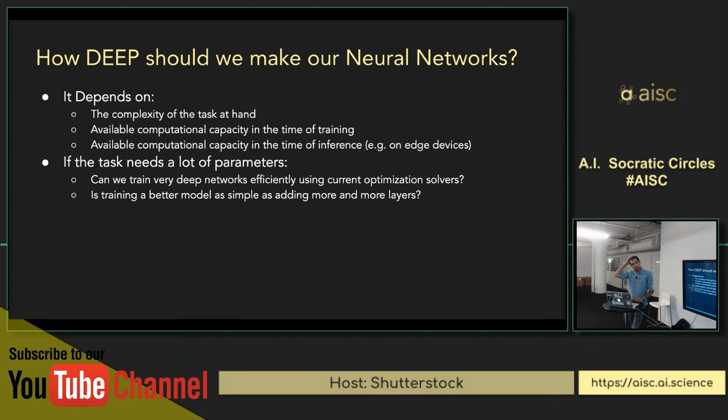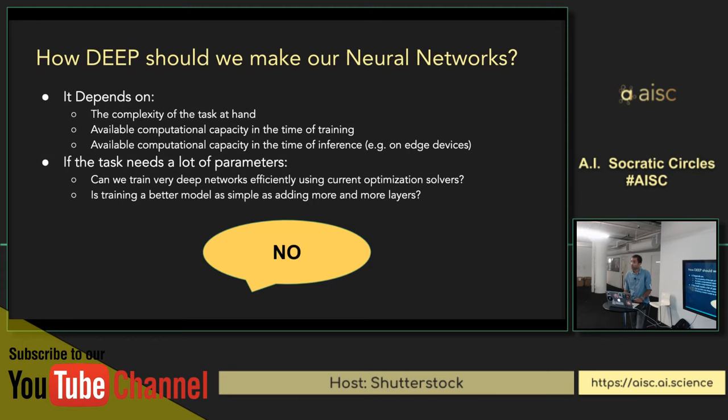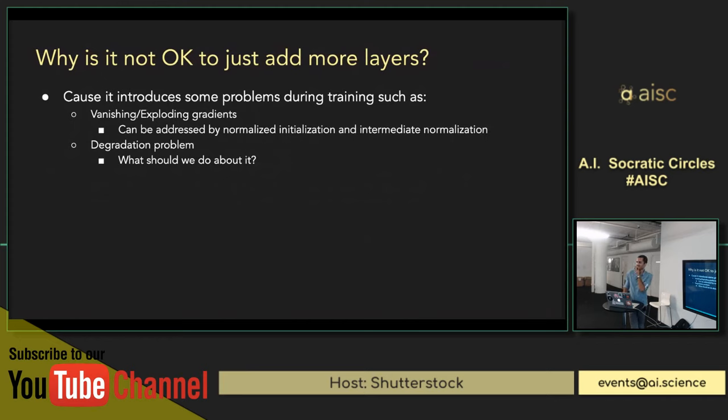The other question is, if we just add more layers to our network, would it work? Would it just be better? The answer is no. So why is it not okay to just add more layers? There are a couple of problems that can arise from adding more and more layers to our network. One of them is vanishing or exploding gradients, which was addressed by batch normalization and intermediate normalization of layers. As we go forward, we normalize them, and it was a great solution for the problem that was daunting at the time.